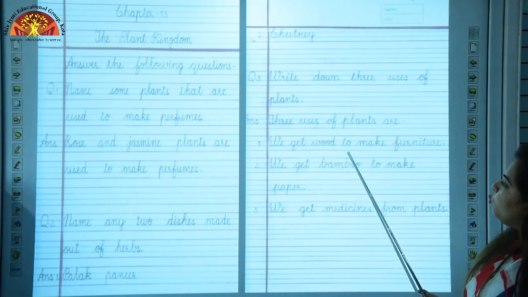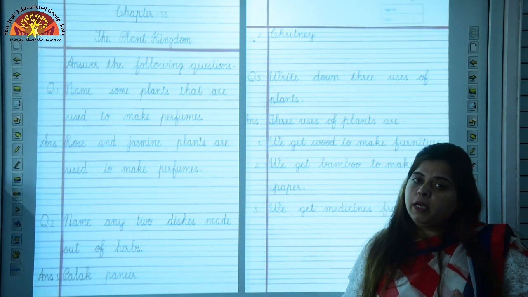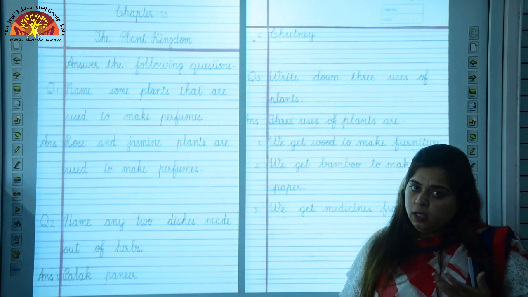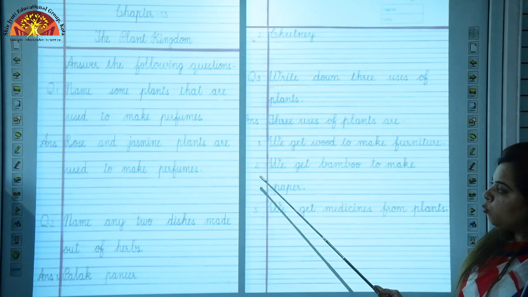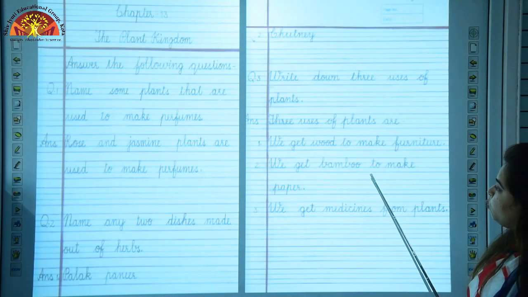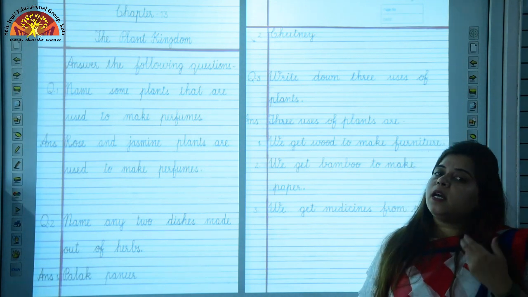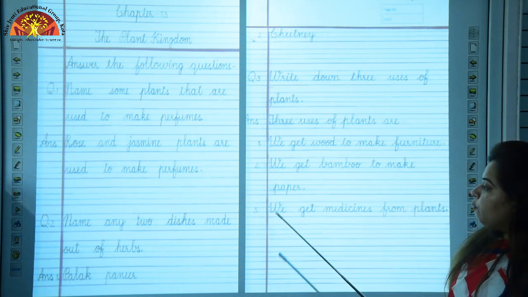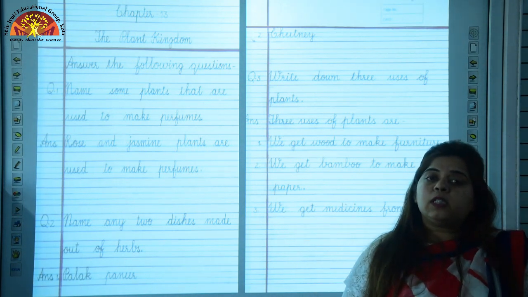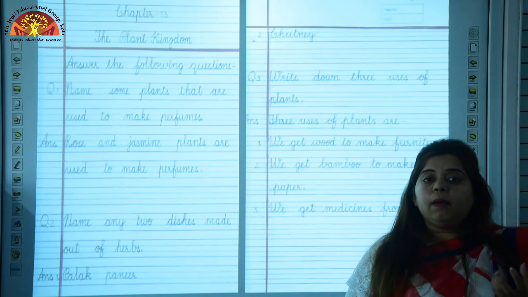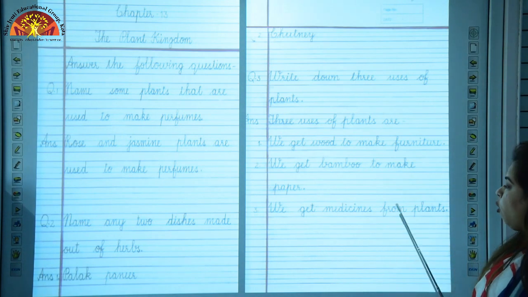we get wood to make furniture. Now plants provide us wood, and from that wood we make furniture like chair, table, sofa. So we get wood to make furniture. Number 2, we get bamboo to make paper. Now from the bamboo tree we get bamboo, and from bamboo we make paper. Number 3, we get medicines from plants. Now some plants like tulsi, neem and poppy help us to make medicines. So we get medicines from plants.